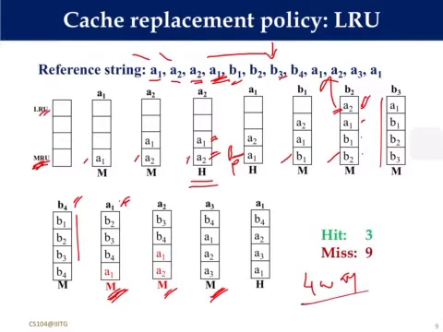Alright, so in that way we are done, and we can see that for this reference string, which we have taken as a simple one, the number of hits and misses is 3 hits and 9 misses. Right? This is to be reported: what is the number of hits and number of misses for a replacement policy? So that's what LRU is.